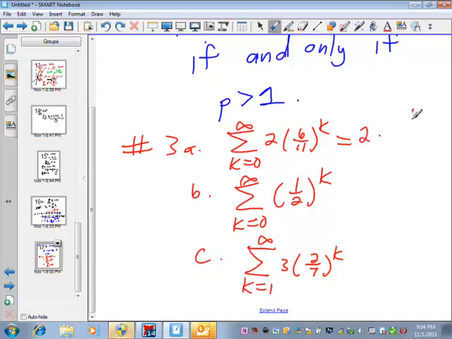2 times 1 over 1 minus 6 over 11. Now, I've done something weird here. I thought that was a constant. It is a constant, and so therefore we can bring it out.